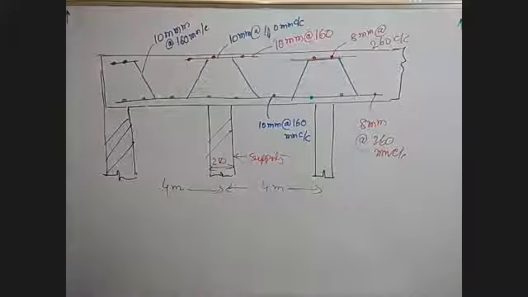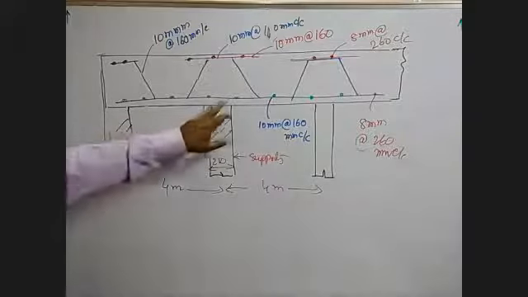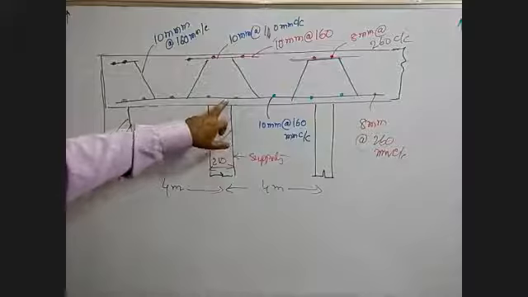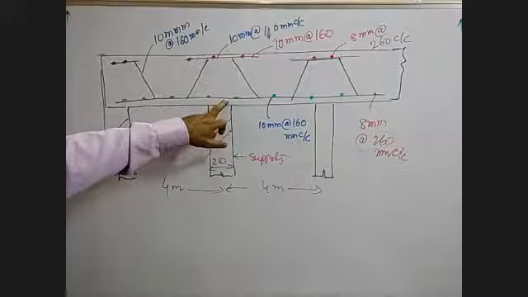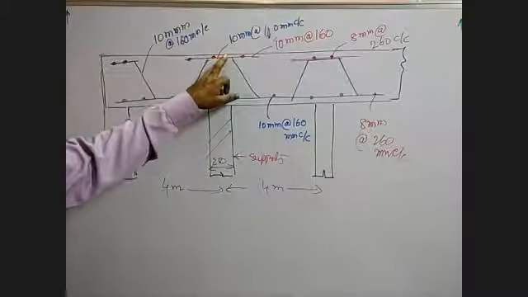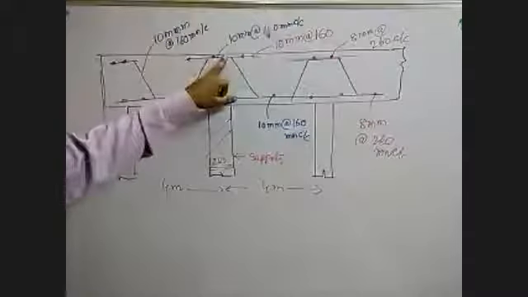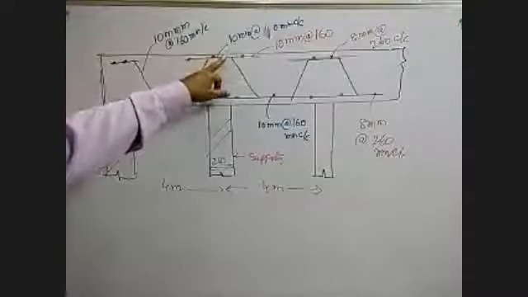Okay. So this is how you have to provide for a continuous slab. So these are the main reinforcements. The main reinforcement is provided at the positive bending moment for the bottom, and of course you have a negative bending moment, and you have negative reinforcements also here.